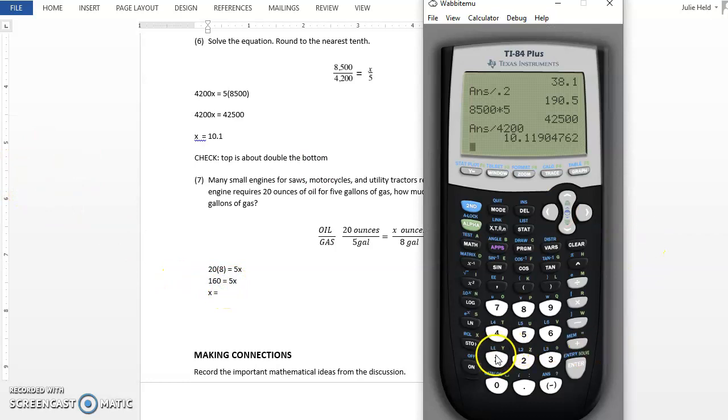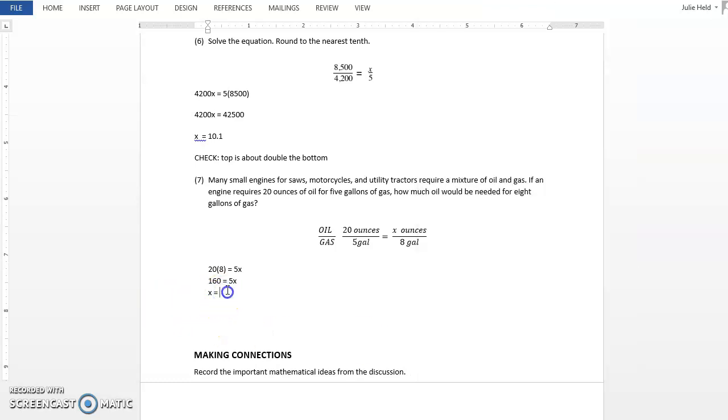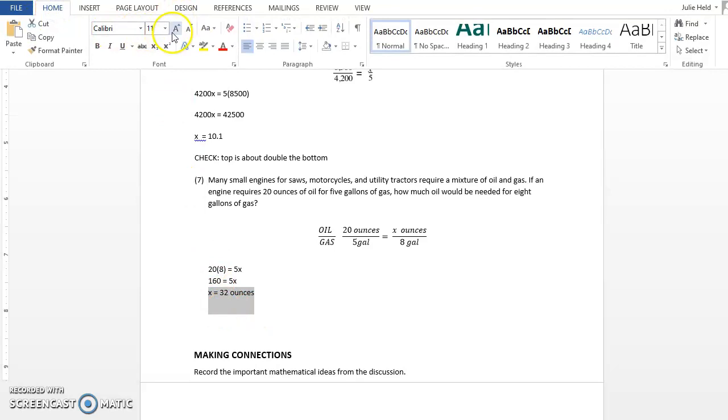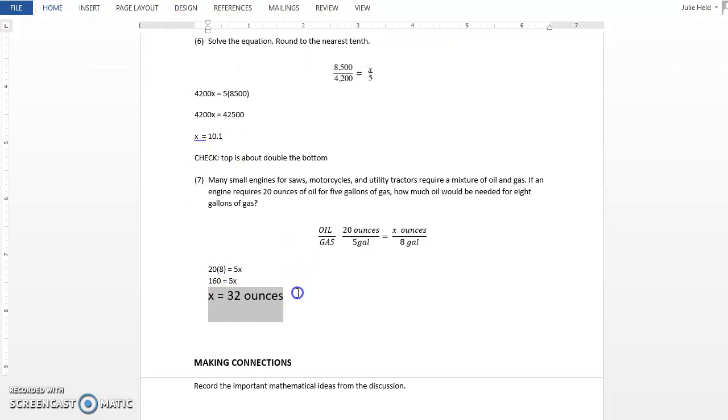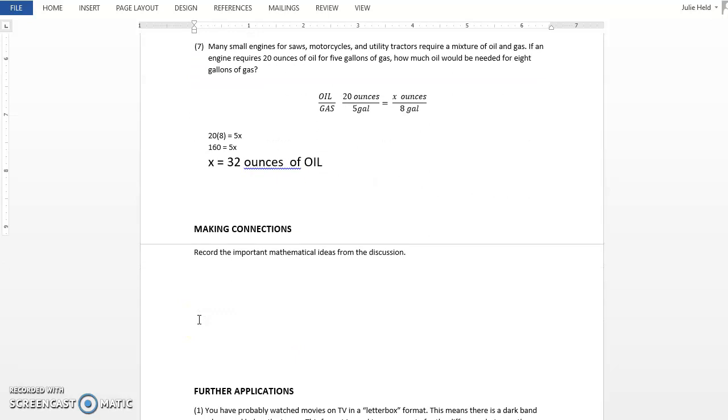So 160 divided by 5 is 32. 32 what? Oh, remember up here I had it so that I didn't forget. It's not gallons, it's ounces. You don't need as much oil as you do gas. Even though the number's bigger. Okay, that's not a lot. 32 ounces. And that was oil. So there we have it. Right, so very simple, and that might come in handy.